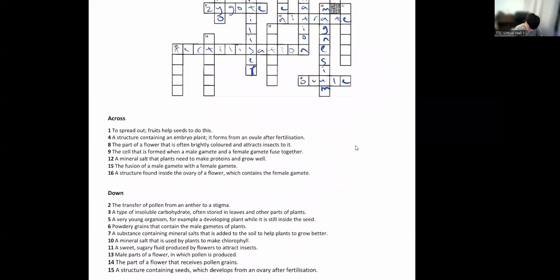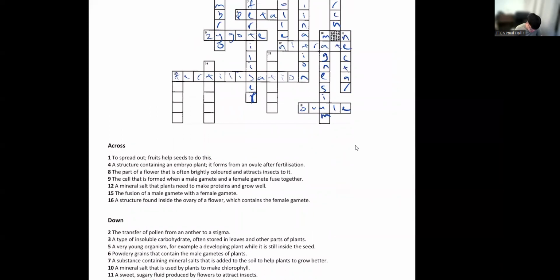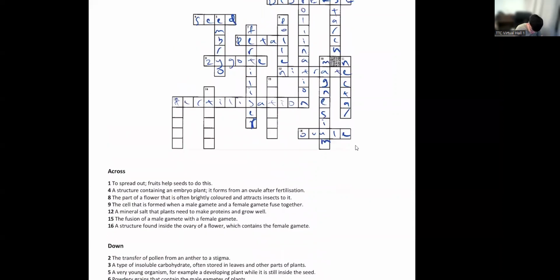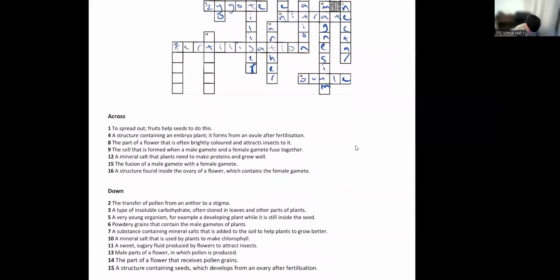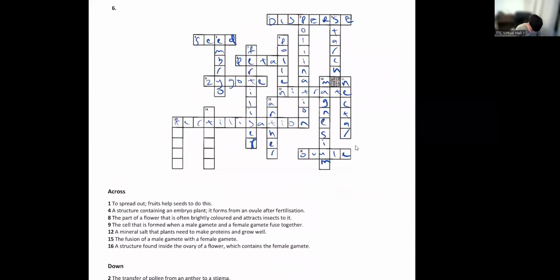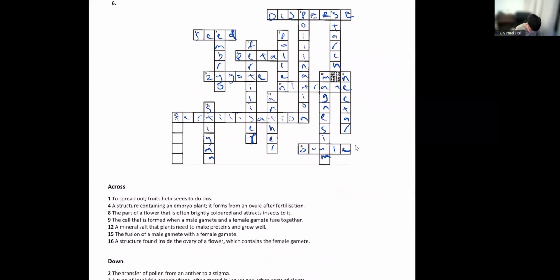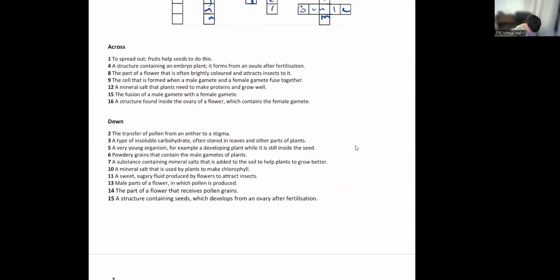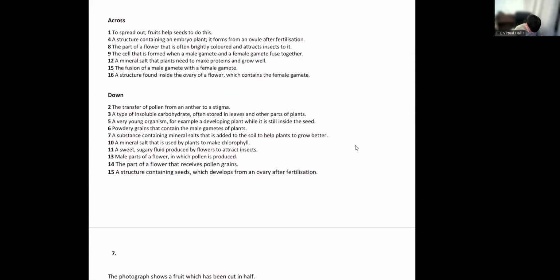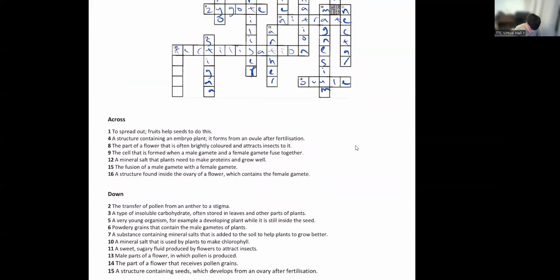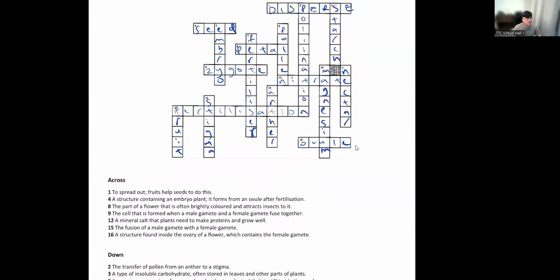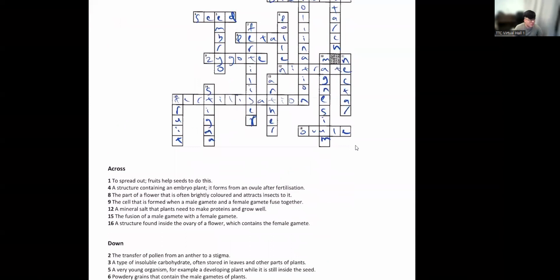Okay, 11, sweet sugar fluid. That's your nectar. 13, male part is your anther. 14, receive pollen grain. That would be your stigma. Receive pollen grain, that's 14, yeah, right. So 15 is structure containing seed. So that's your fruit. Wow, this is actually quite fun. It's been a while since I did crossword puzzle.